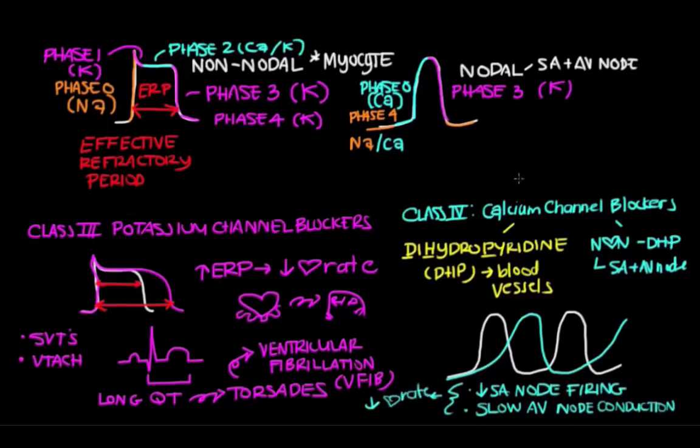And since we're slowing heart rate, calcium channel blockers work great for SVTs. Now you might be wondering, why don't they work for tachycardias like VTach? Well, that's because in studies they found that potassium channel blockers do a better job at treating VTach than calcium channel blockers. So that's why if somebody has VTach, they're not going to reach for a calcium channel blocker first.